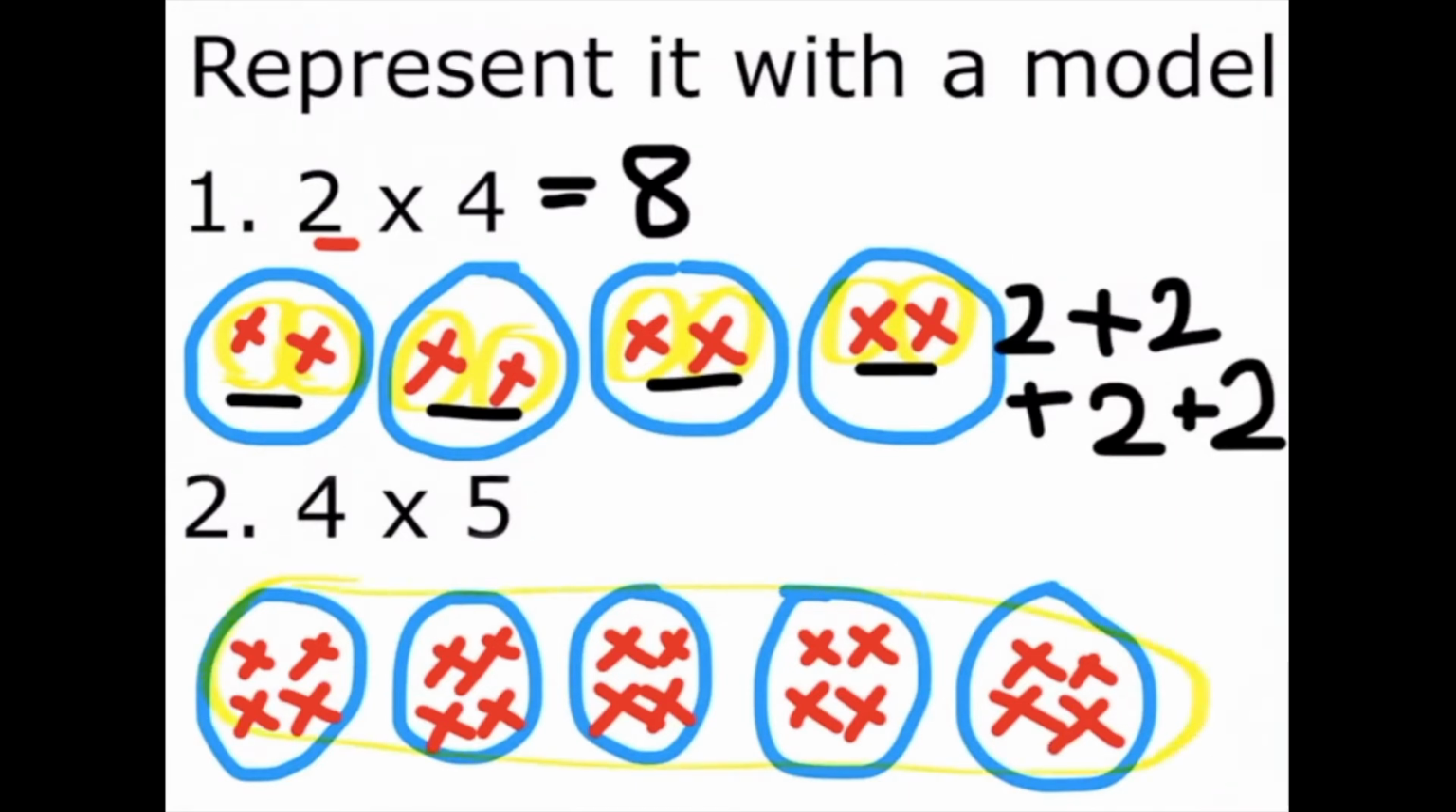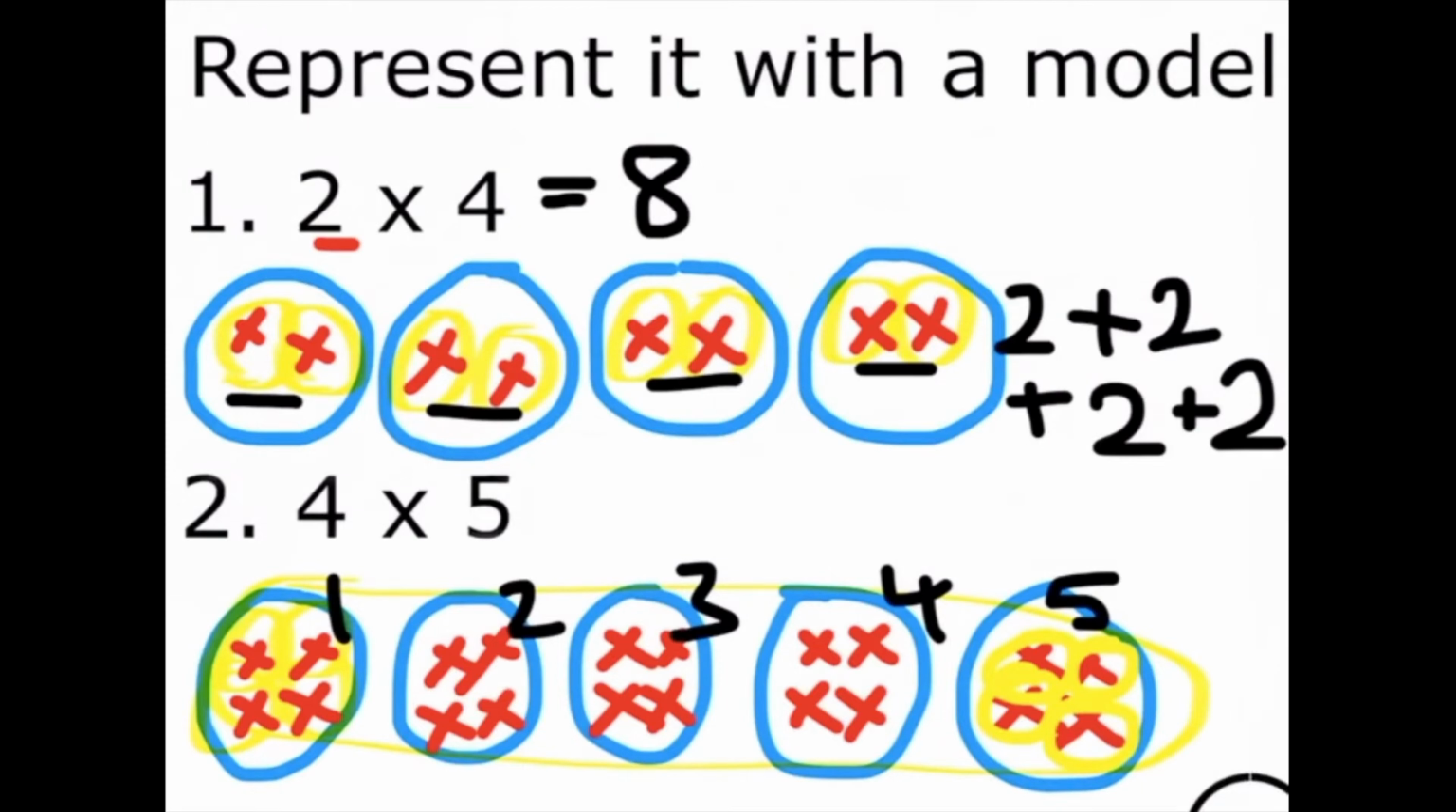As a whole, I have the number 4 being repeated 5 times, 4 being repeated in 5 groups. The 4 x's drawn inside of each circle represents the number 4 being repeated. I have 5 groups drawn out, and so if we were to count all the counters drawn in this model, we would know that the answer to the equation 4 times 5 is 20.